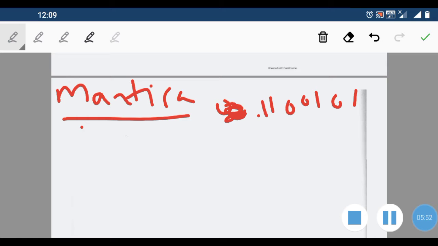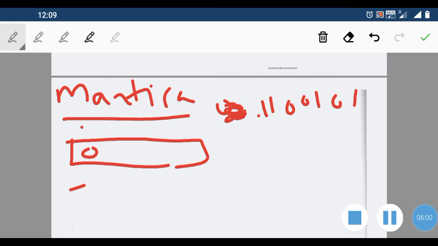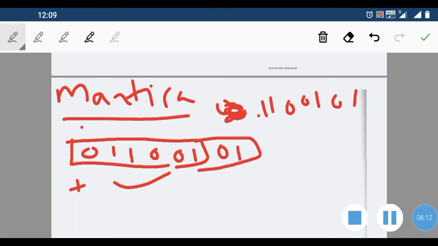Since this is a positive number, in the first 8-bit representation you can write it like this. First bit is 0 for the plus sign, then 1 1 0 0, then 1 0 1. So how many bits are here? That is equal to 8 bits, it is okay, and for the other 16 bits you can put zeros like this.